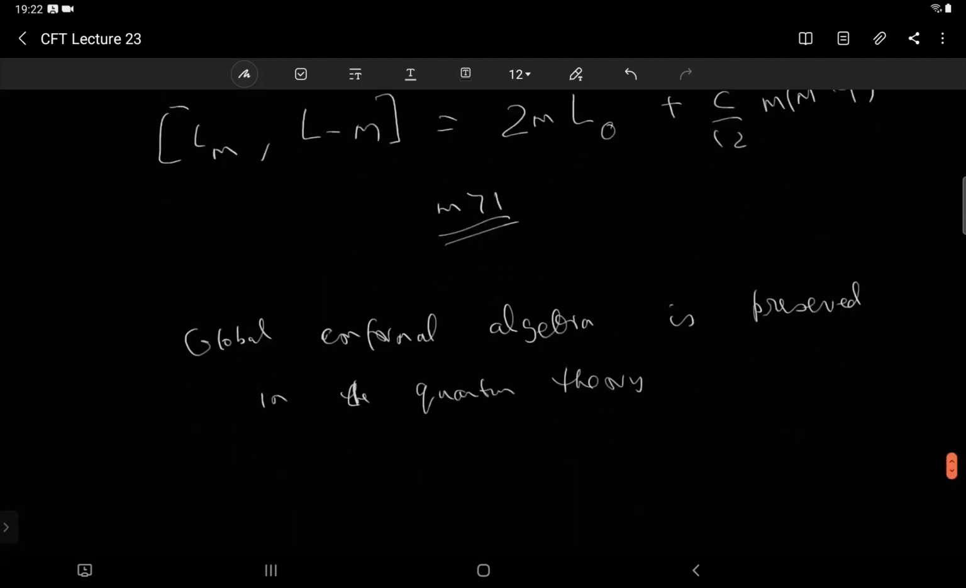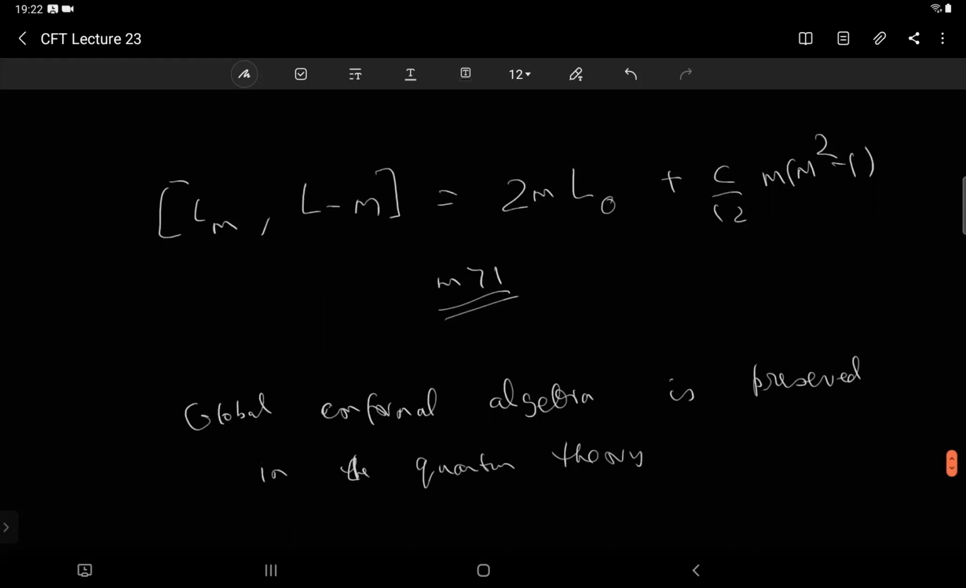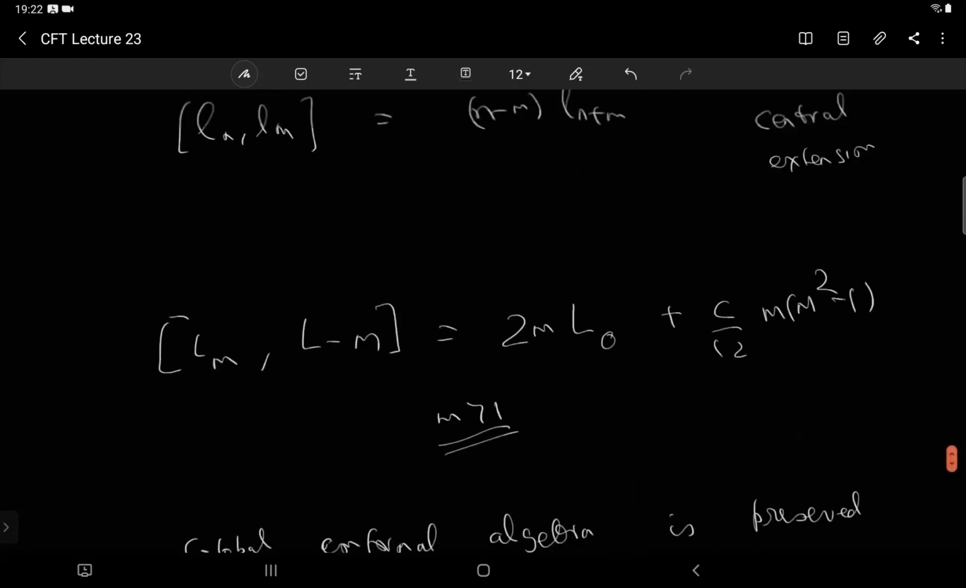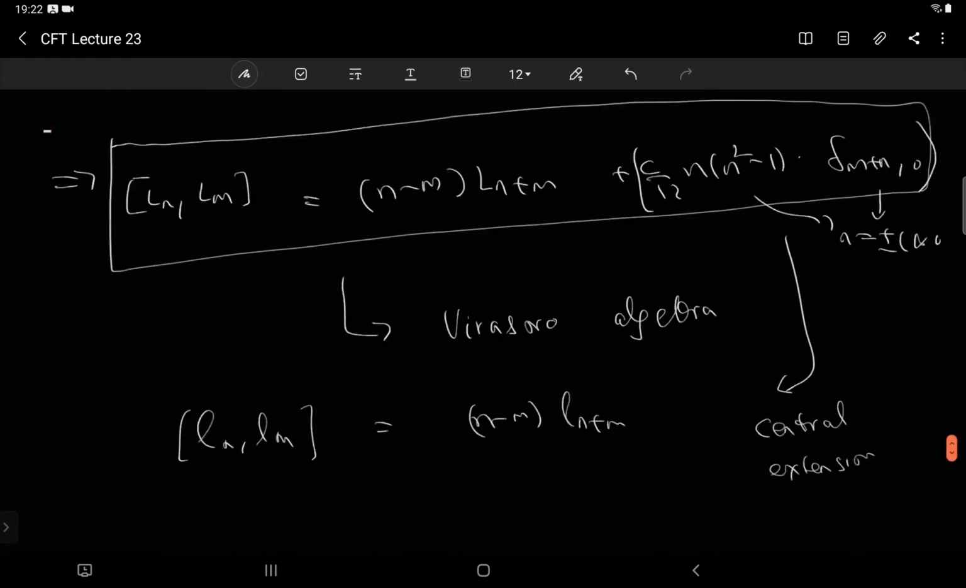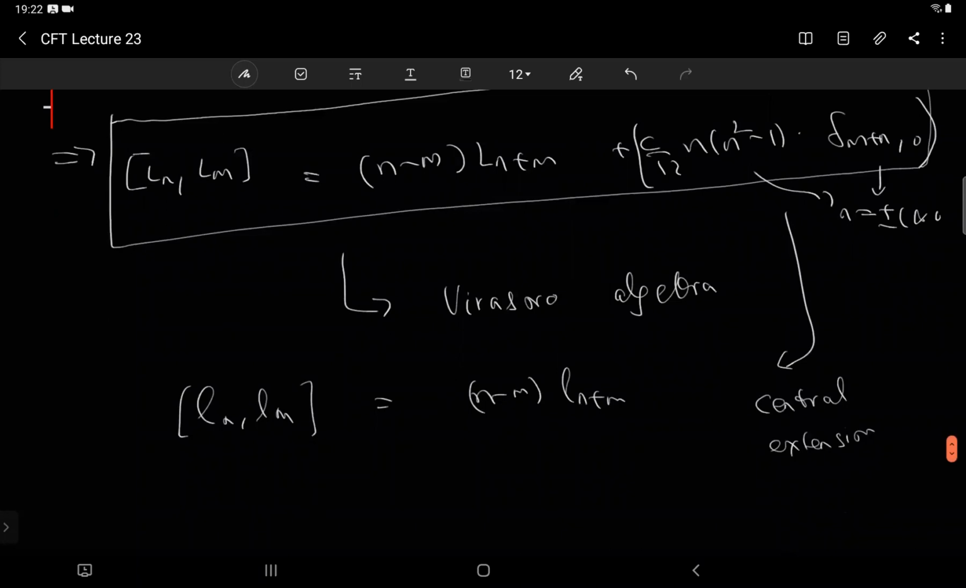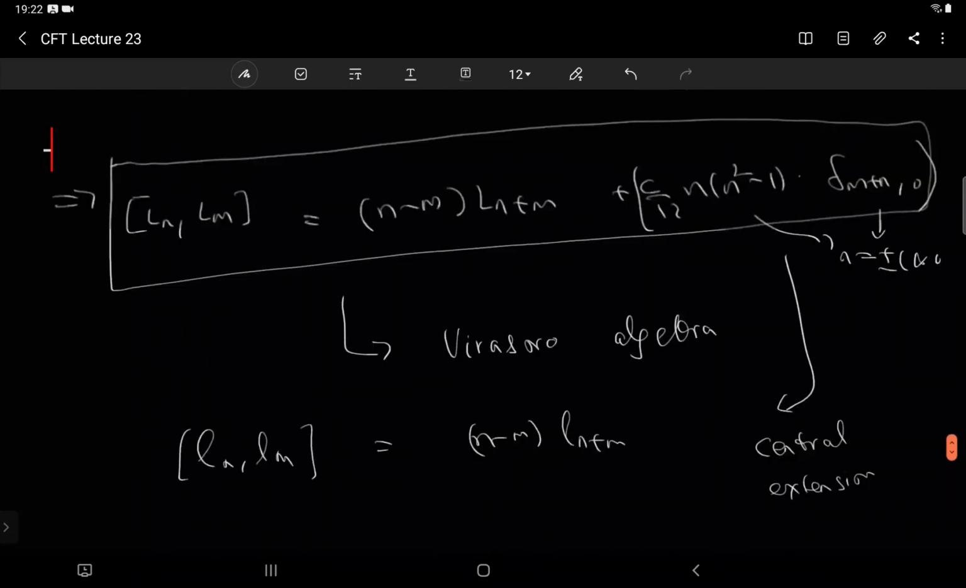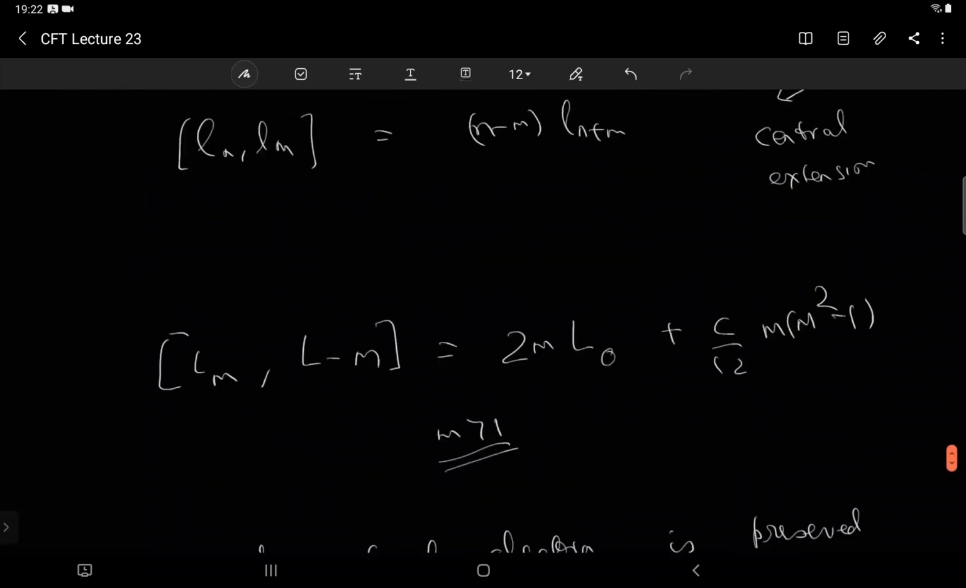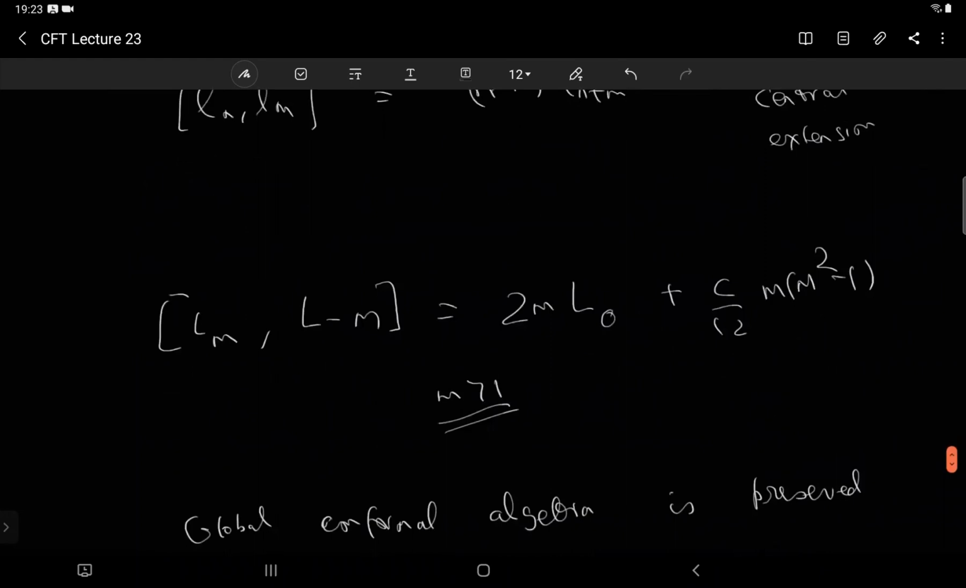Sir, but if we take L2, L3, then the m value is different. Yes, if you take L2, L3, then the second term is zero. The first term is whatever you get. So L2, L3 will give you 2 minus 3, so minus L5. What I'm saying is: when will the second term be non-zero? The second term is non-zero only if m is minus n. Only then is the second term non-zero; otherwise it is zero. And m has to be greater than one, because if m equals one or zero, then this term is also zero. Okay.